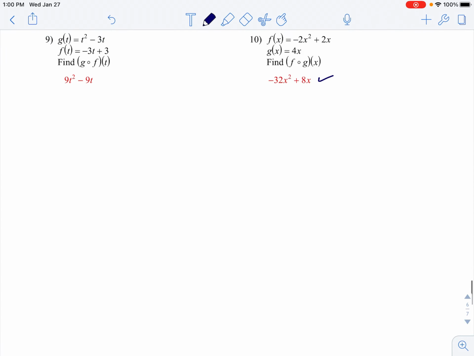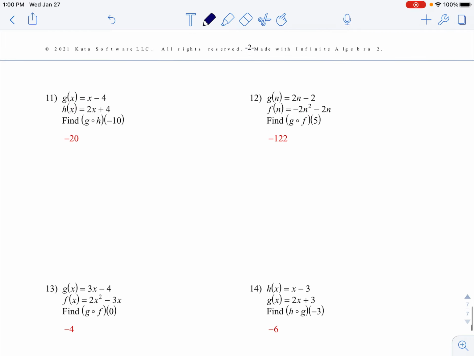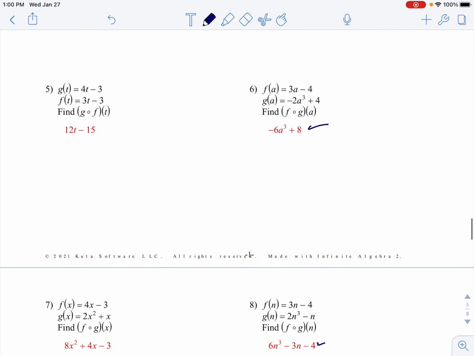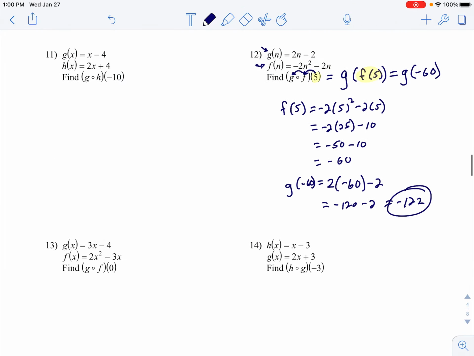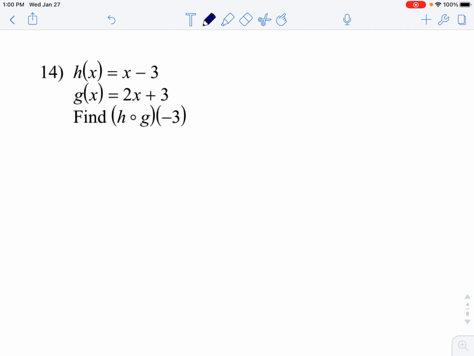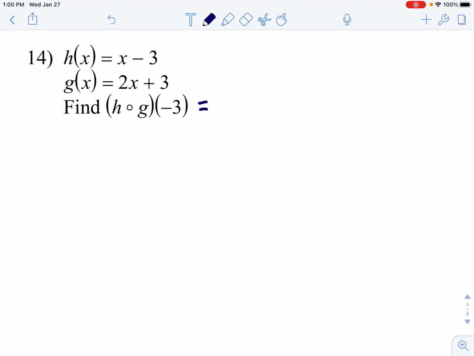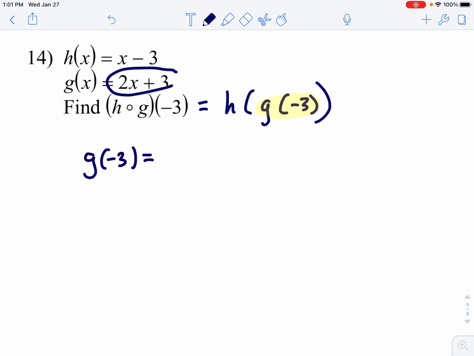All right, let me check number 12, make sure I did it right. Yep, negative 122. Now, if you found that hard to follow, I went too fast, I was unclear, there's two more. This is the exact same process, so hopefully with repetition it'll work itself out. So it looks like h of g of negative 3. Do the inside part first. G of negative 3. That's right here. 2 times negative 3 plus 3 is negative 6 plus 3 is negative 3.